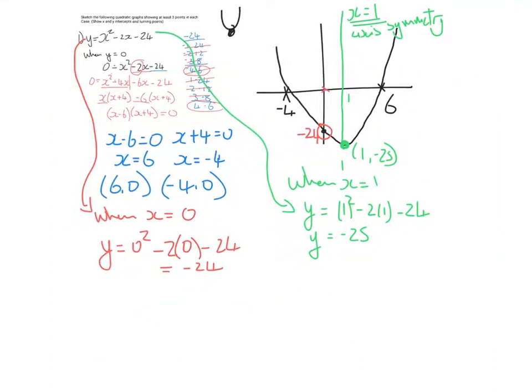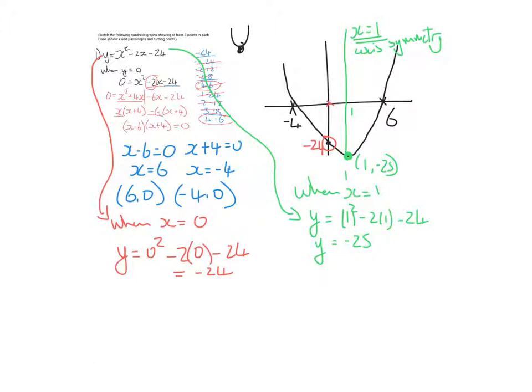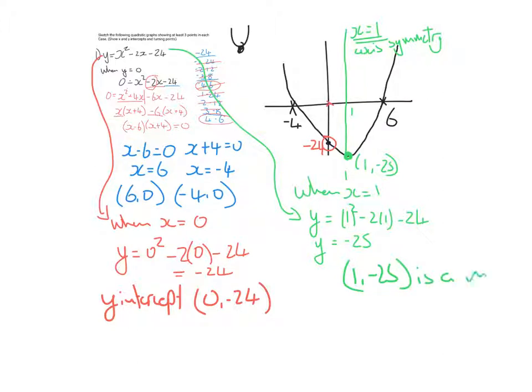Okay, so my y-intercept is 0, negative 24, and 1, negative 25 is a minimum turning point. It's a minimum because it's at the bottom of the curve. It's the minimum value. And that's us. We're done.